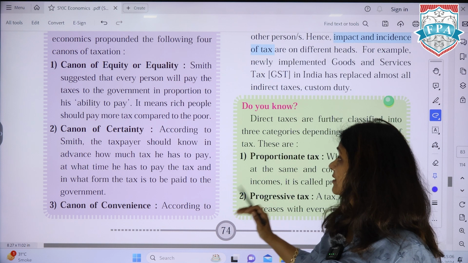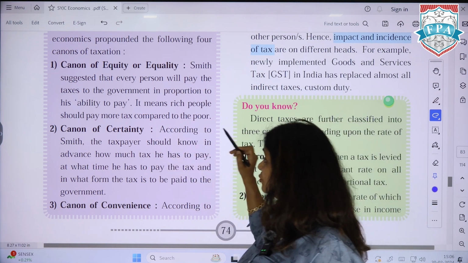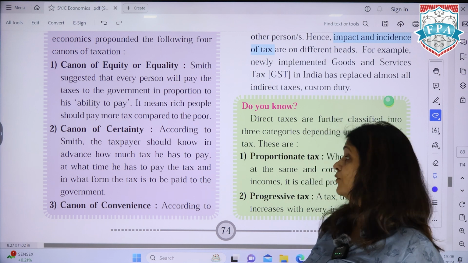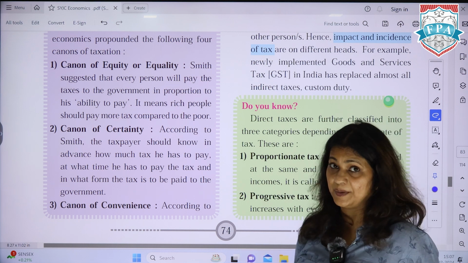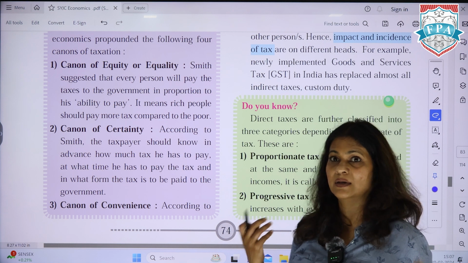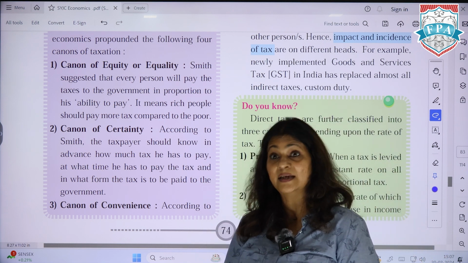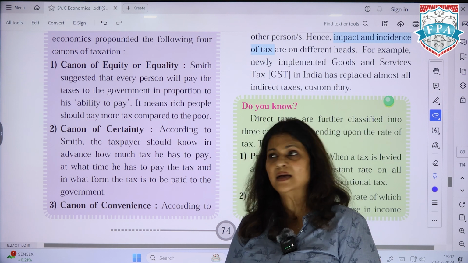It is canon of certainty, that is, the taxpayer should know in advance how much tax he has to pay and at what time he has to pay and in what form the tax needs to be paid. Right? All of us are aware. Hamari country mein advance tax bharna padta hai. Tax ke kya rates hain, kaise tax lagega, kahan pay karna hai, hum sabko pata hota hai.